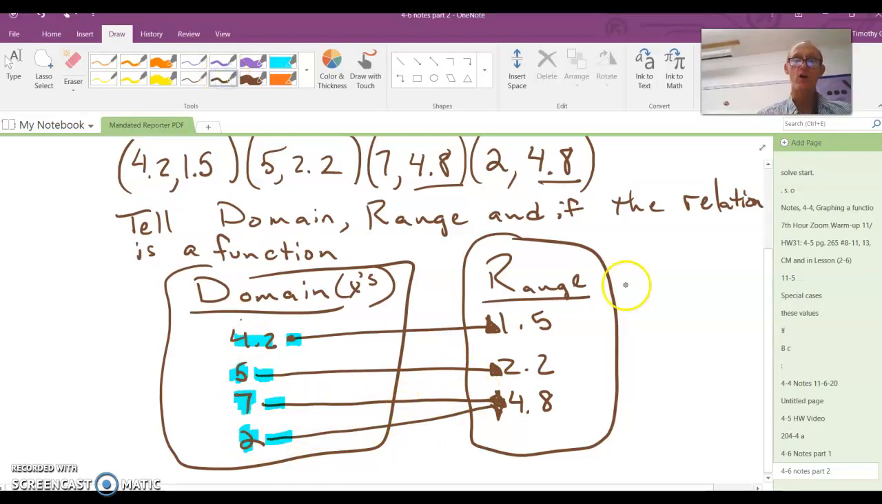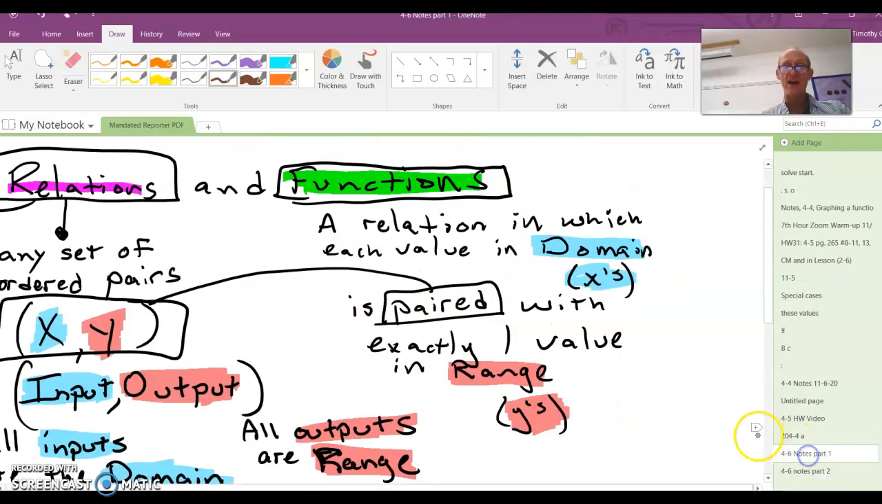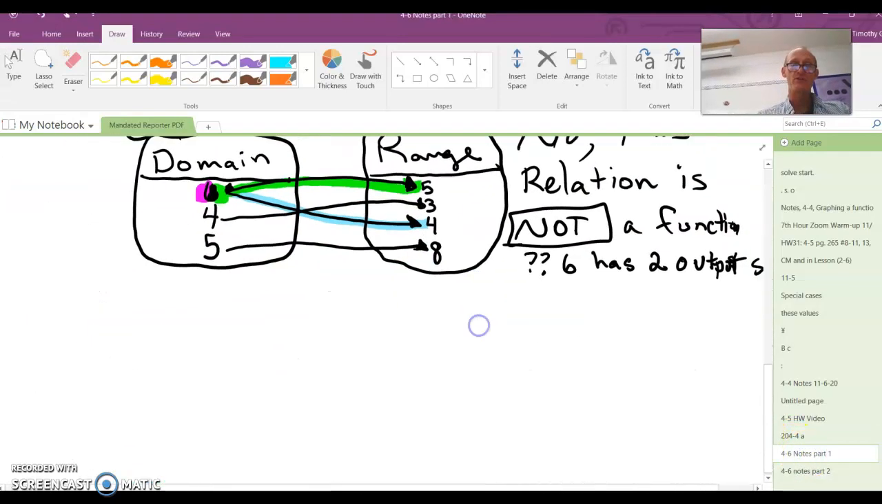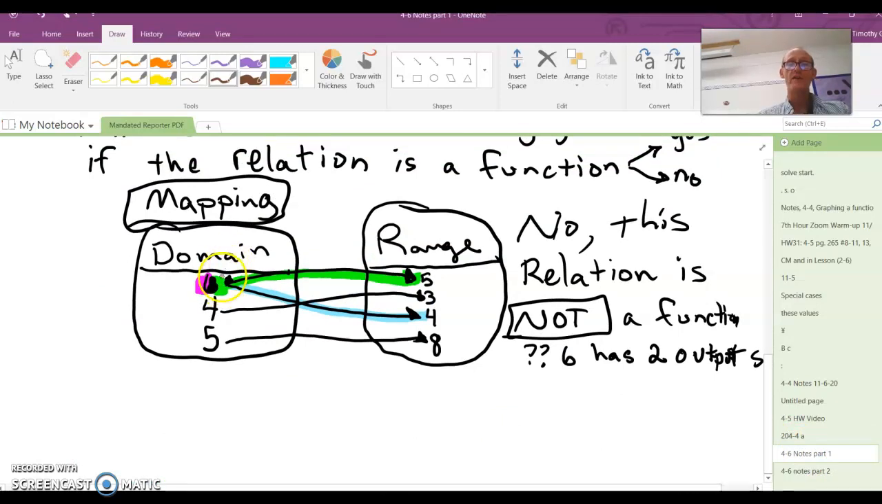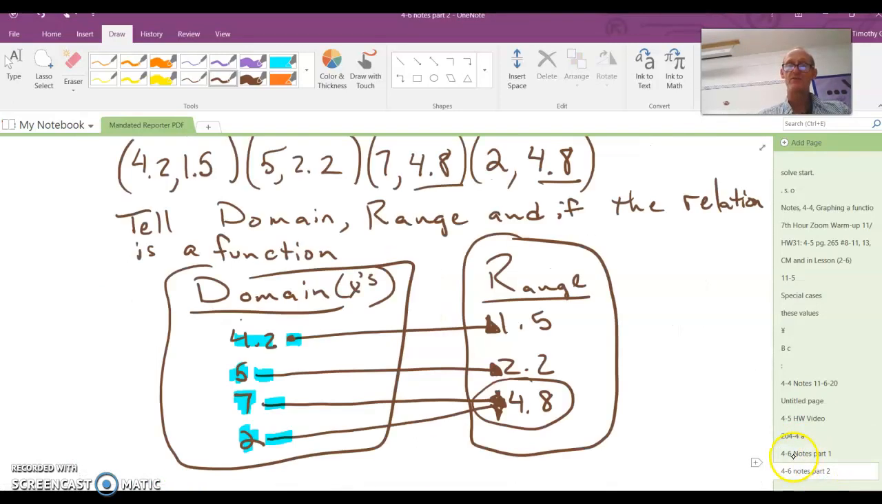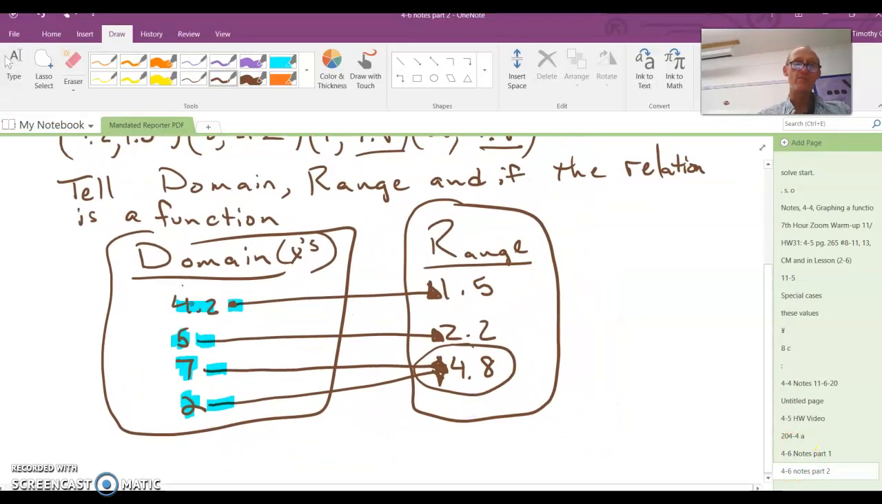This one is a little different, but since each one of them goes to only 1, it is a function. Even though 7 and 2 go to the same output, you can have 2 inputs go to the same output, but you cannot have 2 inputs going to different outputs. So that's the difference. Every x is different. Yes, it's a function.